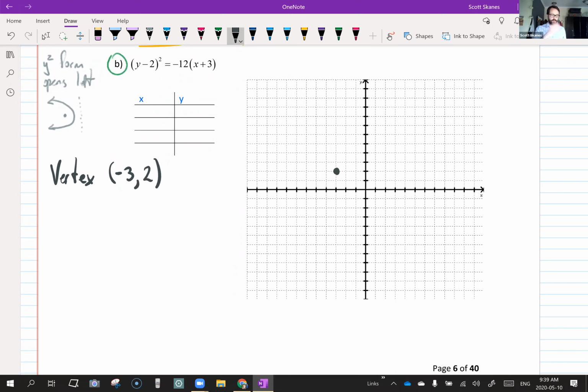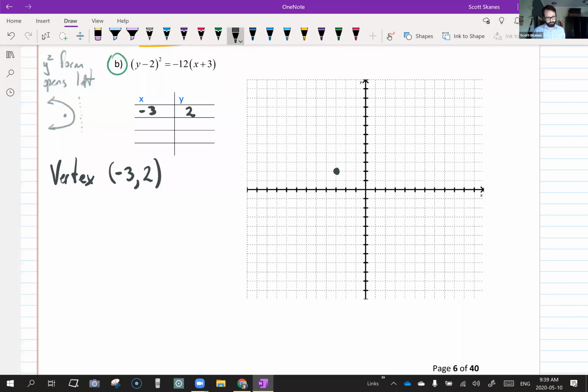Let me write in (-3, 2). That's our vertex. We know it's going to open to the left. So I should actually be checking, if it's going to look like that, I can't put in x values. I should be putting in y values. It makes more sense in the table of values. So a couple up and a couple down to see what I'm going to get here.